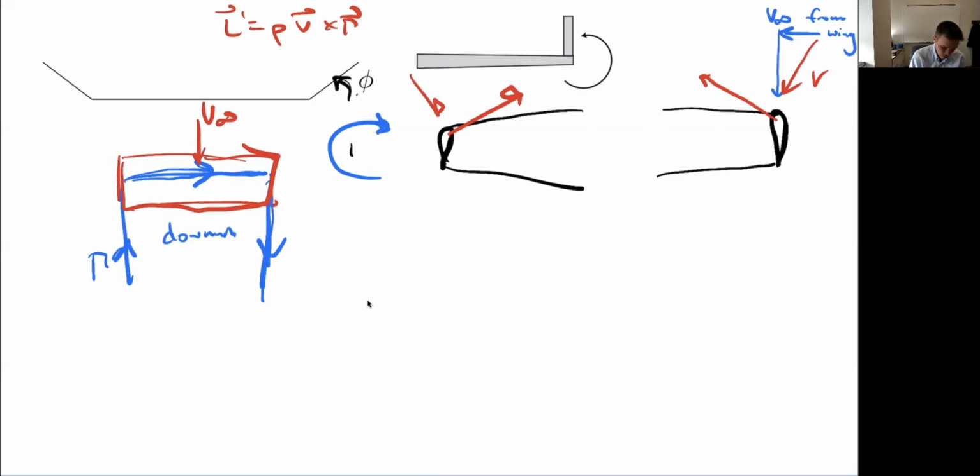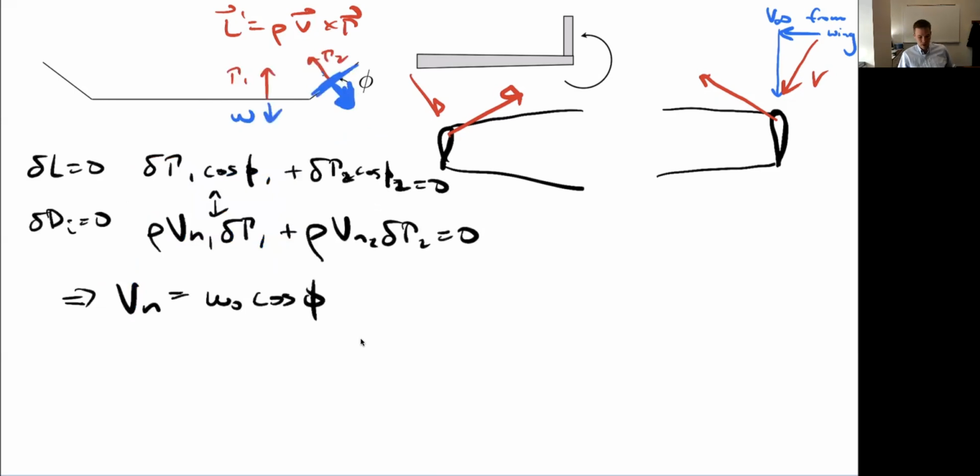Change in induced drag is 0. So we can say rho times the normal wash at 1 times delta gamma 1 plus rho times the normal wash at 2 times delta gamma 2 equals 0. So for minimum induced drag, the equation looks exactly the same. We just replaced the downwash with normal wash. So again, we just combine these two equations, and what we get is that the normal wash has to be equal to some constant times the cosine of the angle. So in other words, for minimum induced drag, the normal wash should vary with the cosine of the angle.